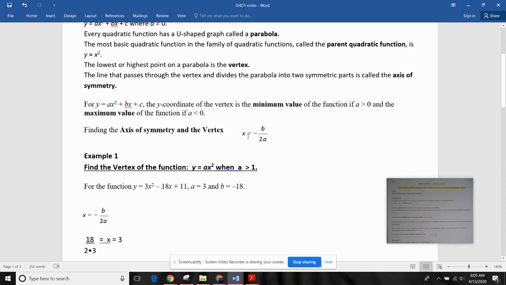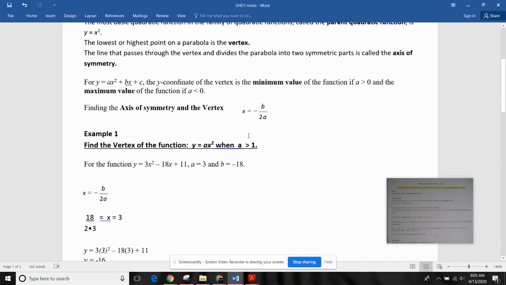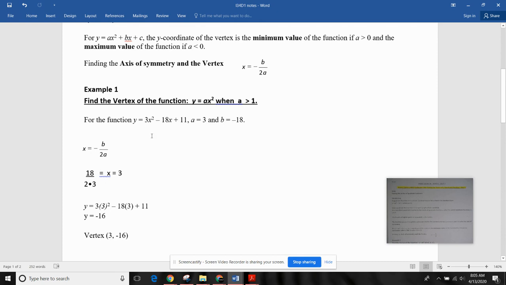So if we're trying to find the vertex of this parabola, what we need to do is take our quadratic equation that we have down here. For example, number one, y equals 3x squared minus 18x plus 11. We're going to use this quadratic equation to discover our a, our b, our c, and then find the x value of the vertex. Once we find that x value, you can see here x is 3, we plug that back into our quadratic equation, and then we find our y value, and then that's our vertex. And that's what we're doing throughout this week.